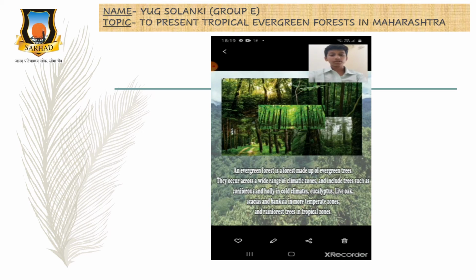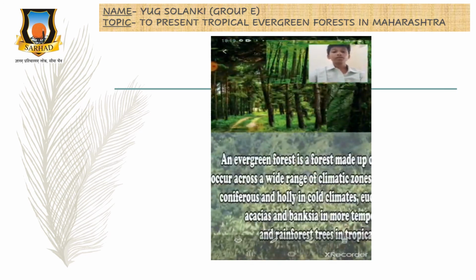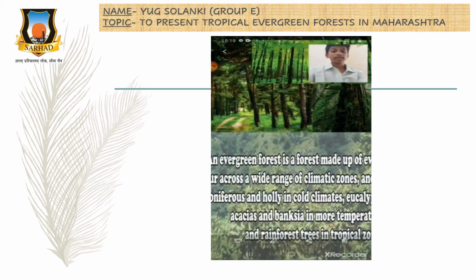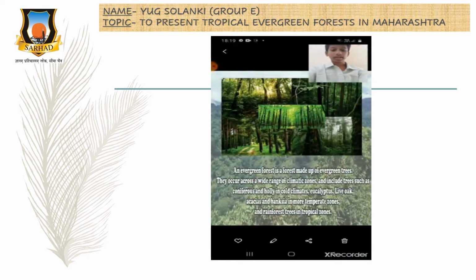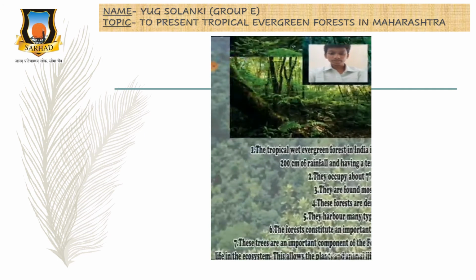An evergreen forest is made of evergreen trees. This may occur in a wide range of climatic zones and include trees such as coniferous and holly in cold climate. Eucalyptus, live oak, acacias and banksia are in more temperate zones, and rainforest trees in tropical zones. Okay, now let's go to the next page. So we will discuss in detail. Yeah, this is the tropical evergreen forest collage, and now we'll see in detail.